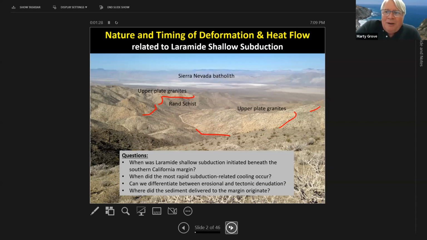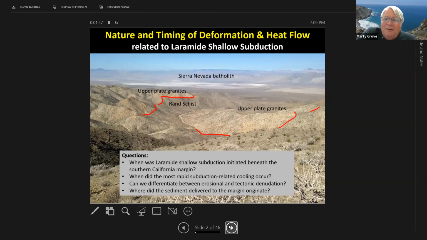So I wanted to basically help focus the talk with a few questions. I'm going to be talking about Laramide Shallow Subduction beneath the Southern California region. One of the key aspects of this is, first of all, when was it initiated?